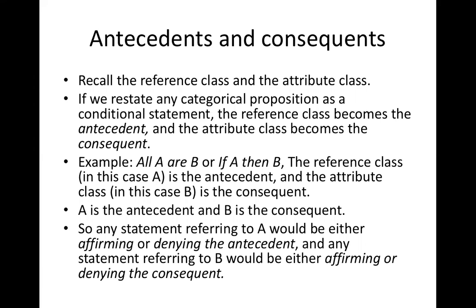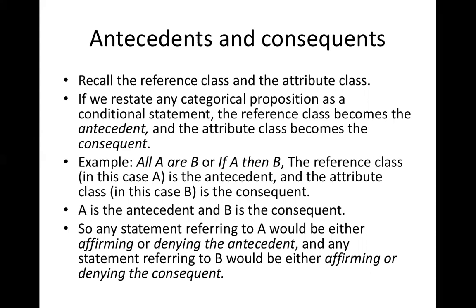Now let's read this. Recall the reference class and the attribute class. And then also recall our treatment of conditionals. If we restate any categorical proposition as a conditional statement, the reference class becomes the antecedent and the attribute class becomes the consequent. So whether the statement is in categorical or conditional form, the first part is the antecedent, the second part is the consequent.